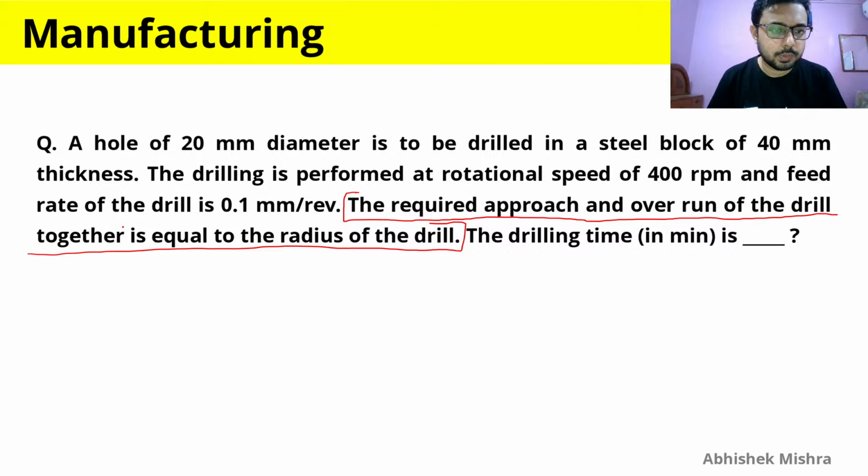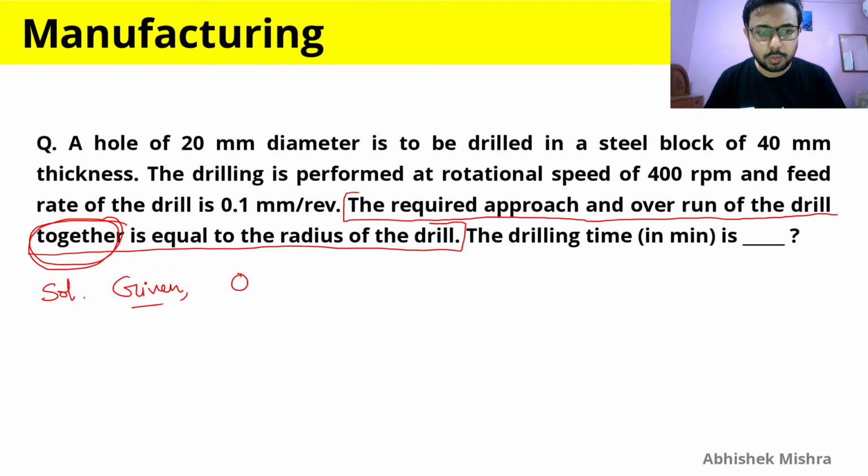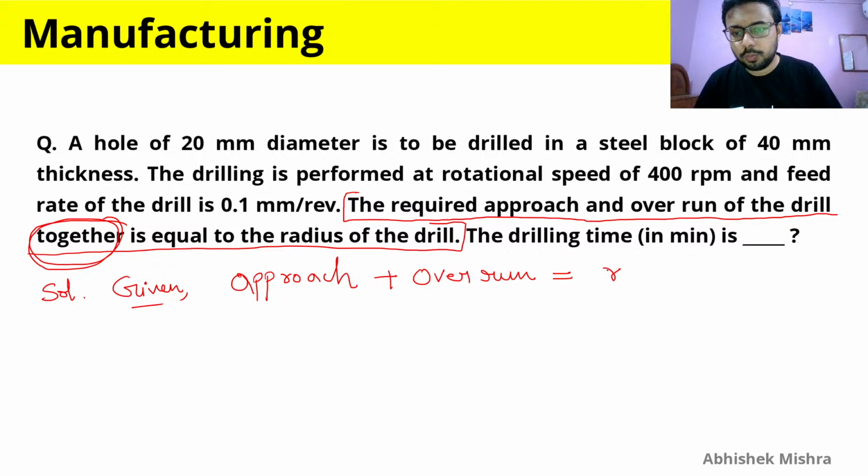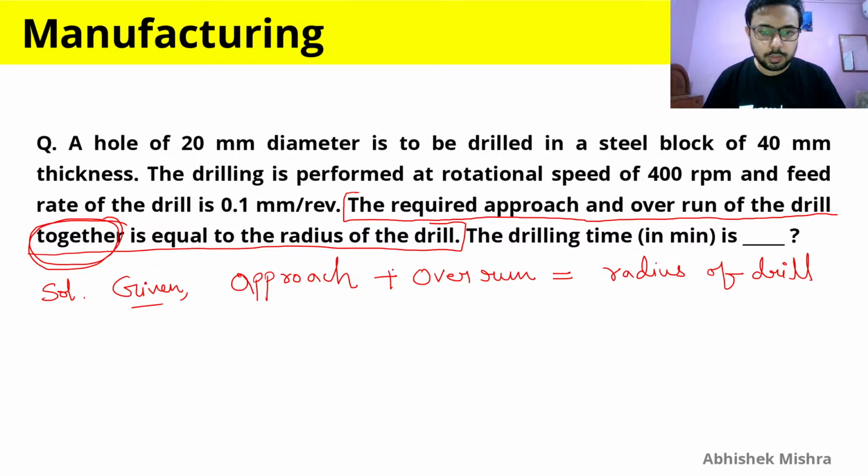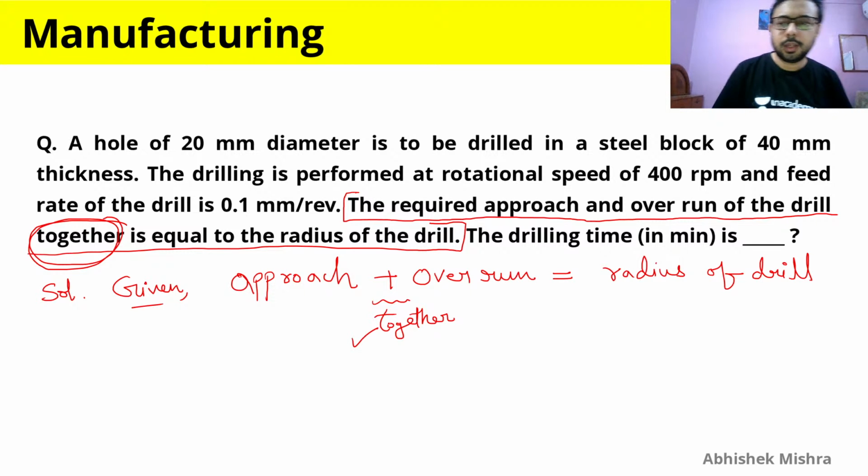So together means their sum. So that means given approach plus overrun equal to radius of drill. They are together equal to the radius of the drill. So don't take them individually equal to the radius. That is the main point that I am trying to convey. Take their sum equal to the radius of the drill.